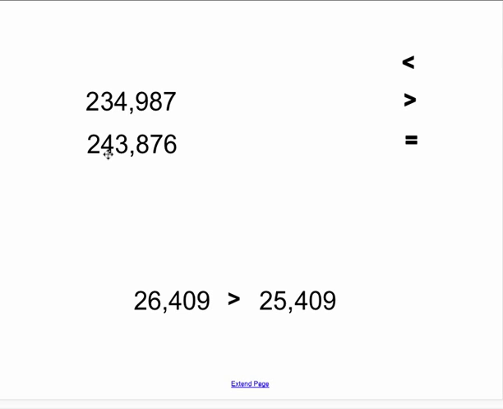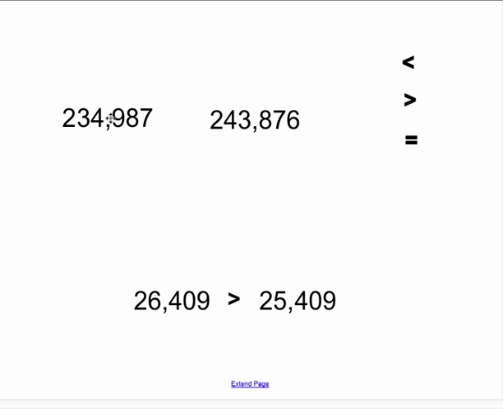So that tells me that for sure 243,876 is going to be the bigger number. Even though, Mrs. Gonzalez, if I were to look on the right-hand side of this number, that 987 is definitely bigger than this part. But it helps to line it up in the ones place, so you can really see each of those digits.